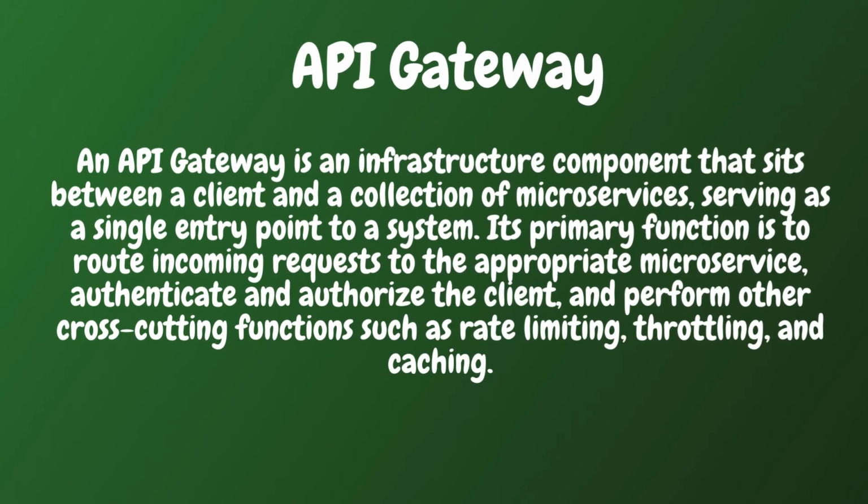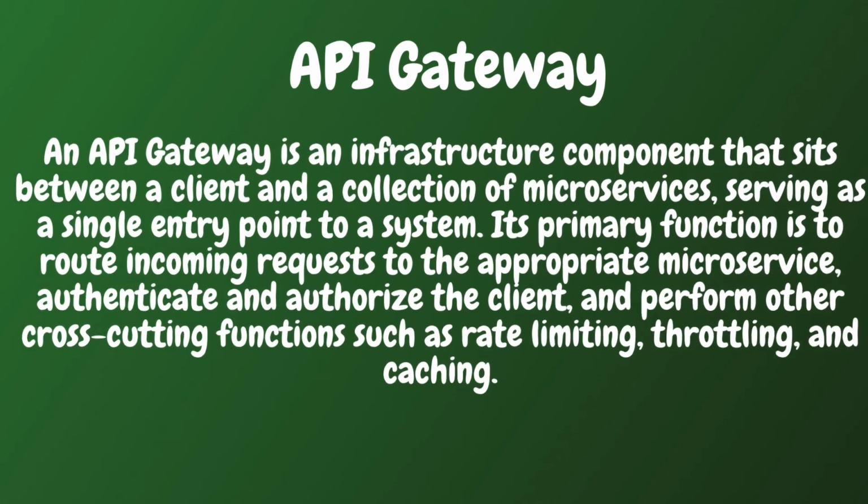Okay. So first, what is API gateway? API gateway is an infrastructure component that sits between a client and the collection of microservices. So it will be in between your entire microservice cluster and the client. Serving as a single entry point to the system, its primary function is to route incoming requests to the appropriate microservices, authenticate and authorize the client, and perform other cross-cutting functions such as rate limiting, throttling, caching, allow/deny lists, service discovery, circuit breaking, and all those things.